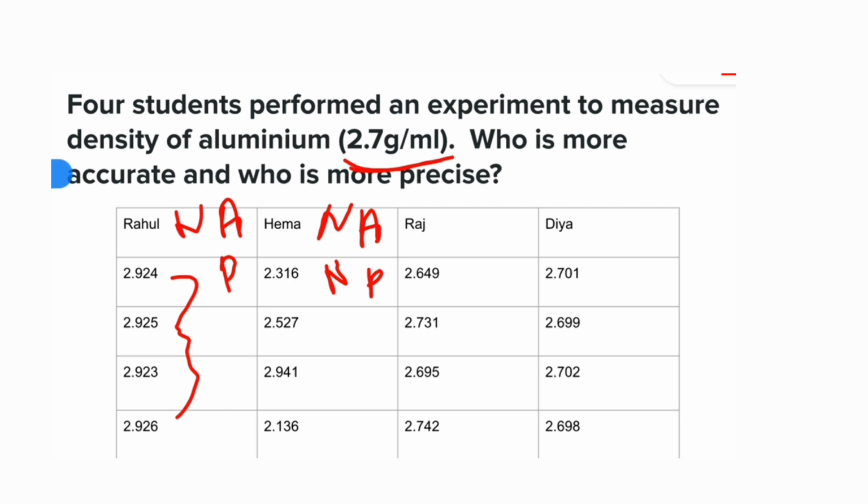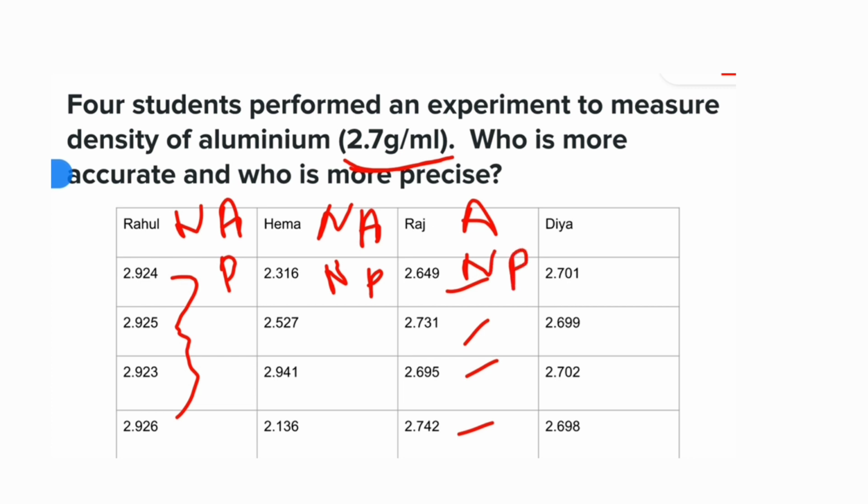Come to Raj's readings or measurements. 2.649, 2.731, 2.695, 2.742. All of these are close enough to 2.7. So accuracy is there. But if you compare these four readings with each other, they are not closer to each other, right? There is a huge variation.